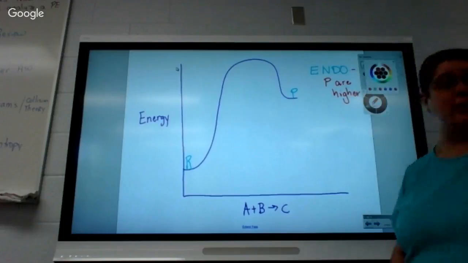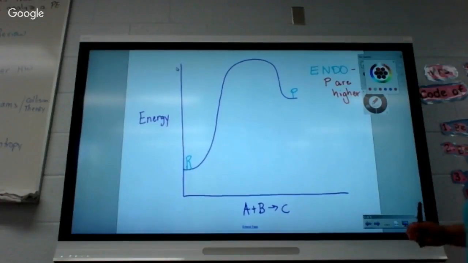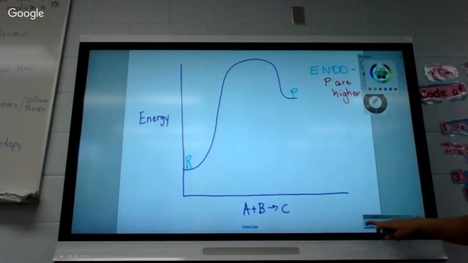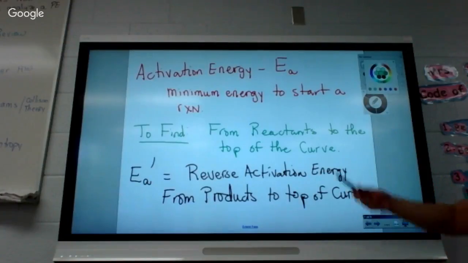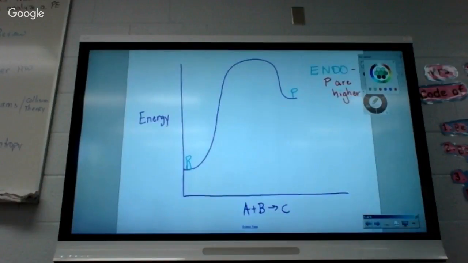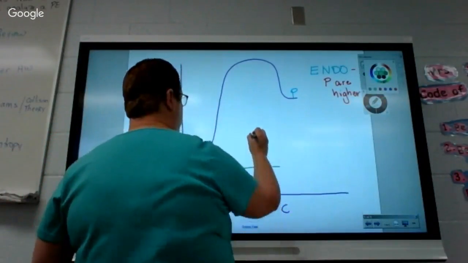Now, are you with me on it's endo? Can you do that tomorrow if I ask you that question? Because you will see a question that asks you if it's endo or exo. Okay. So how do I do activation energy? Where does activation energy start? If we cruise back to the notes, activation energy starts from the reactants to the top of the curve. So, to my graph, where are the reactants at? Right here. Everybody got that? To the top of the curve.